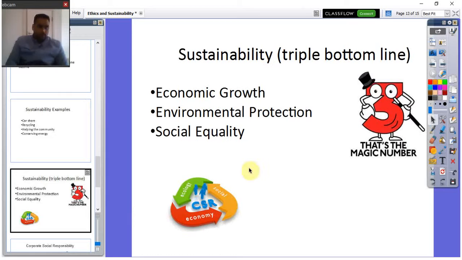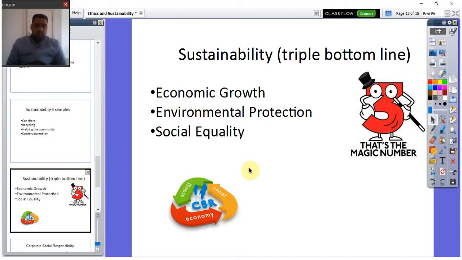So when we're talking about sustainability, what we're normally talking about is the triple bottom line. The triple bottom line is what needs to be thought about when we're undertaking business activities. So for example, everyone needs economic growth. Economic growth means having money in your pocket, being able to spend that money on resources that you need for your house. For example, electricity, gas, all these kinds of things.